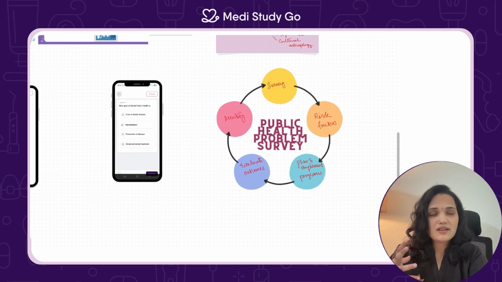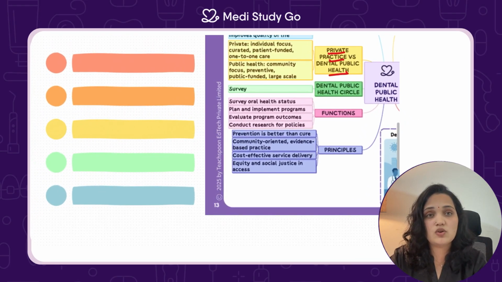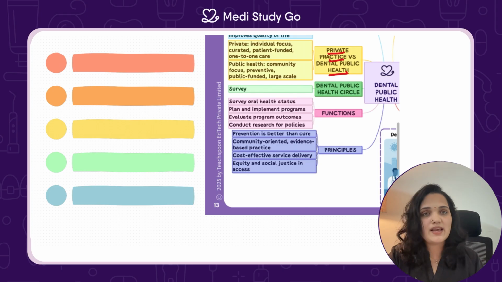So, what are the essential principles of public health? Let's try and go through these. Public health has group responsibility. It works through teamwork.